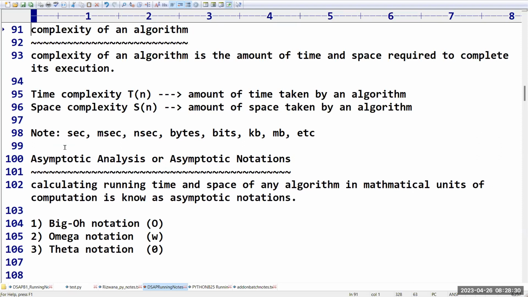Theoretically, do you have any doubts, friends, up to this? Any doubts up to this? Please confirm. Yes. Yes. Right.